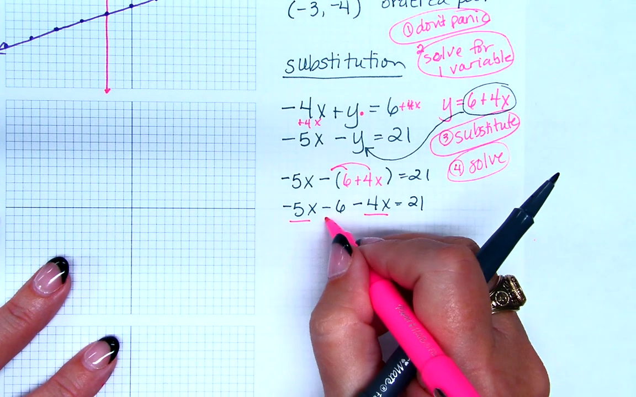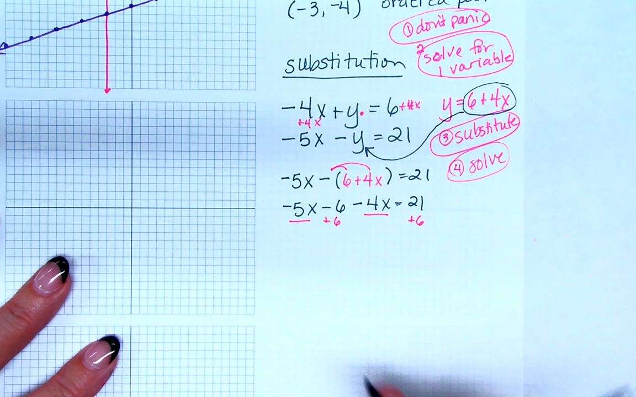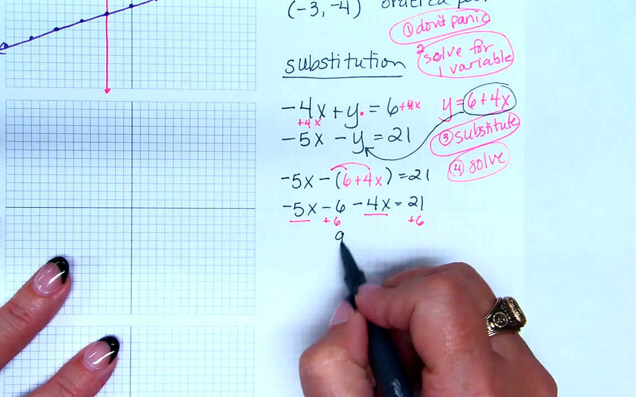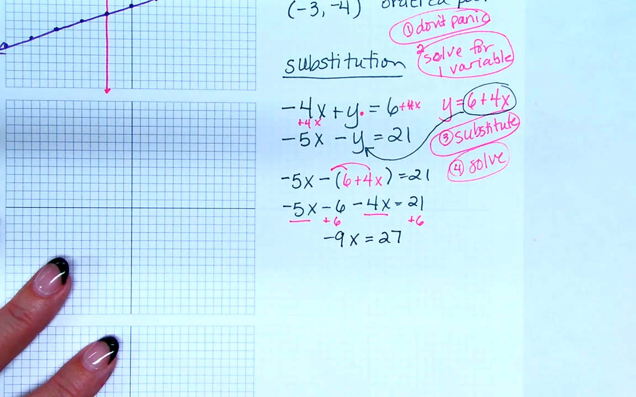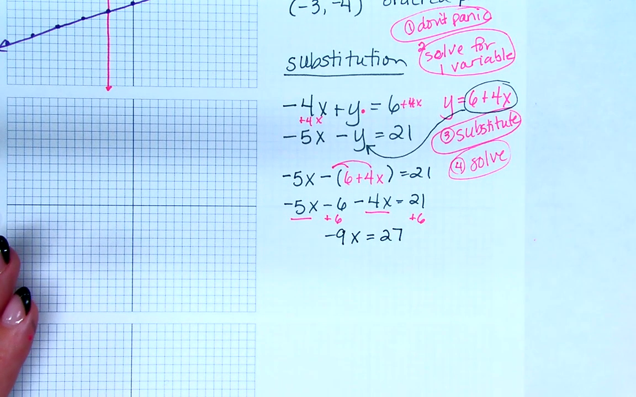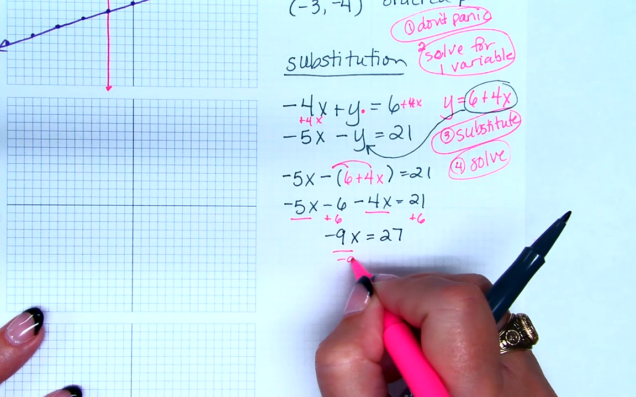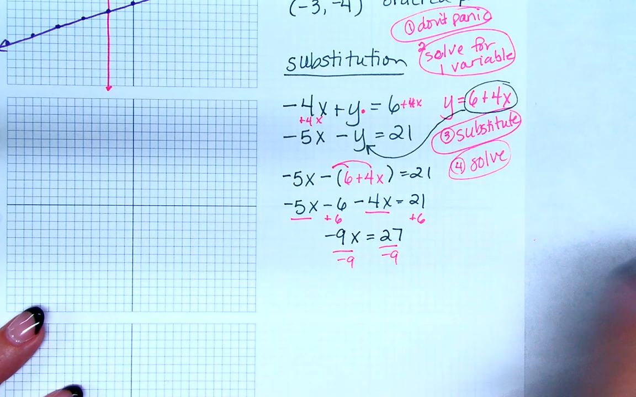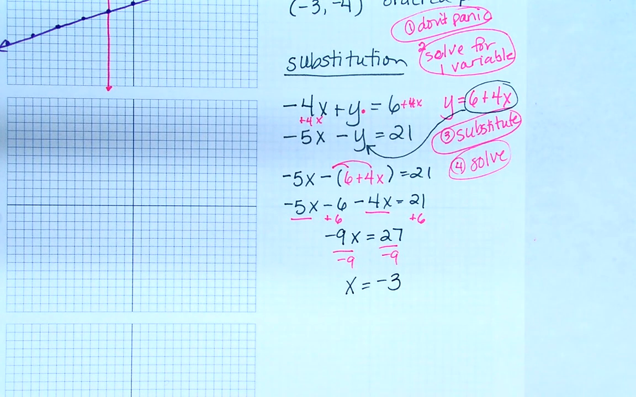Is it okay if I do this right now? Can I do that right now? Yes. So I get negative 9x equals 27. Well, if negative 9x equals 27, how do I find x? Divide by negative 9. So x equals what? Negative 3. So now I'm done, right?